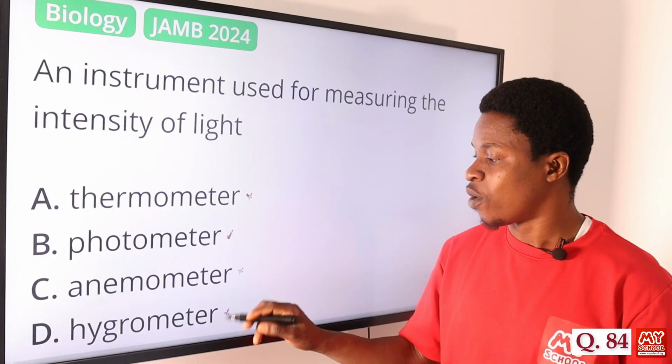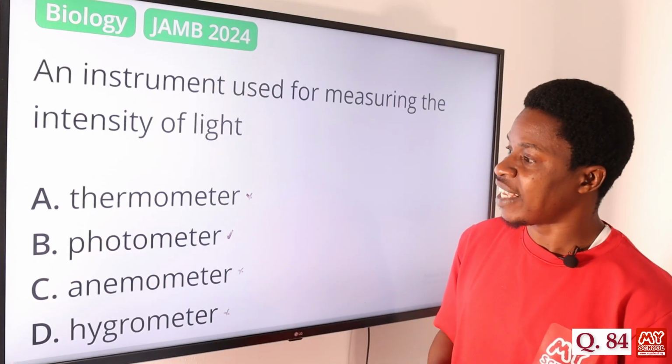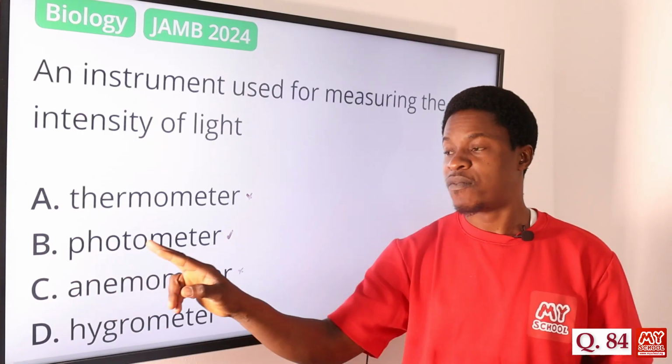So this also is not the answer. So the correct answer here is option B, photometer.